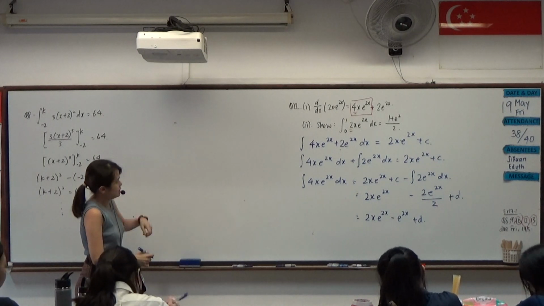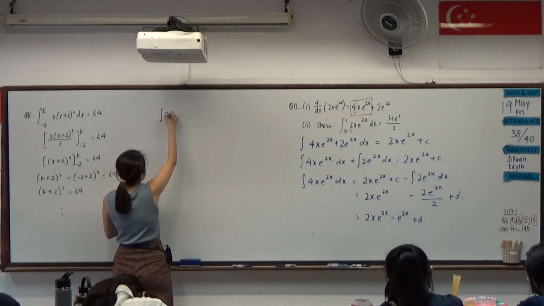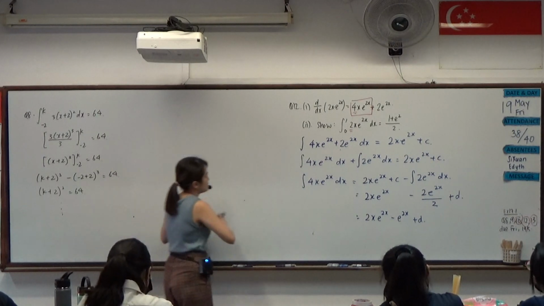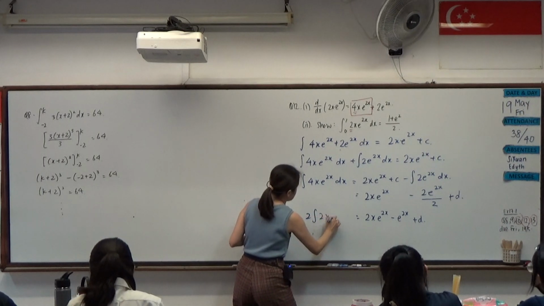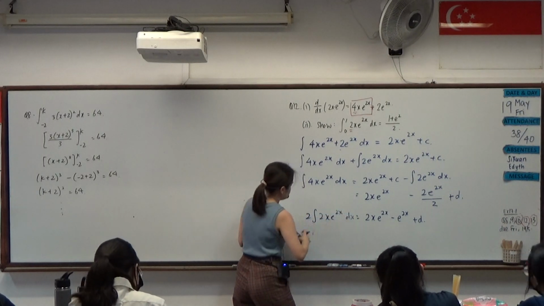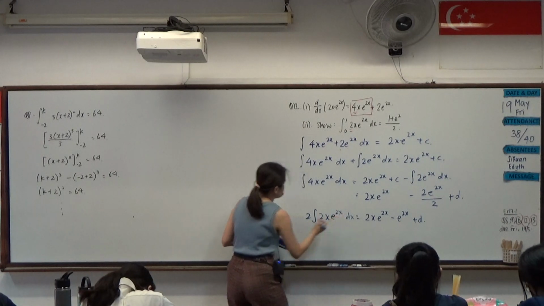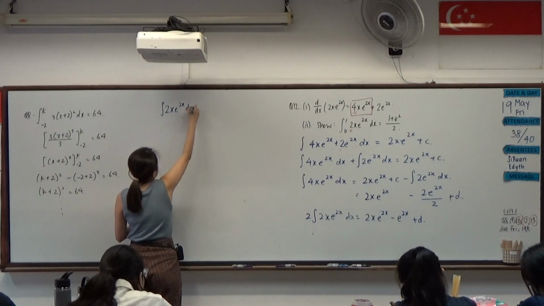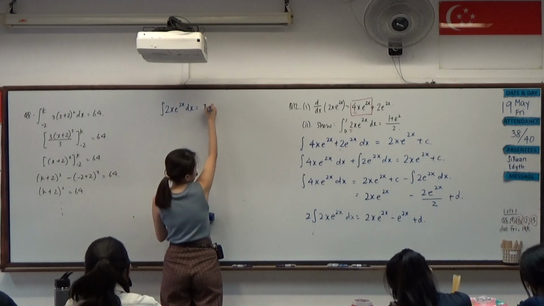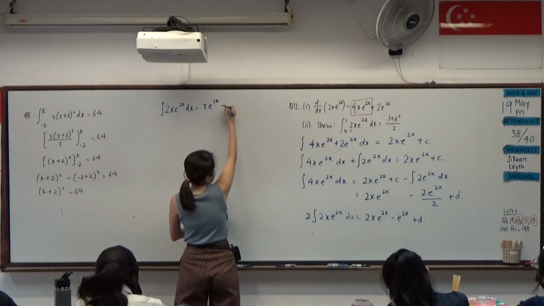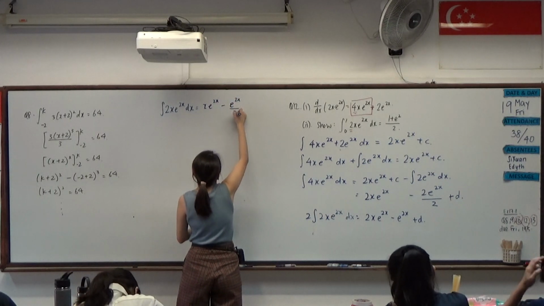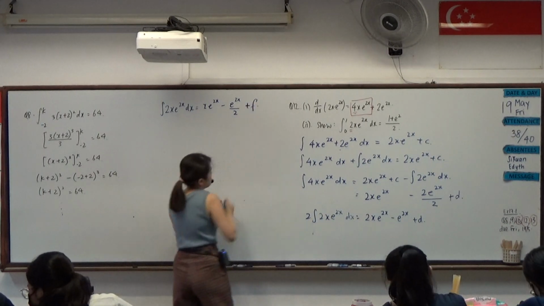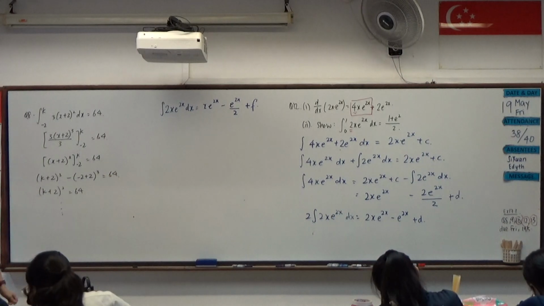So that will mean that we have to divide by 2. This is 2 times 2x e to the power of 2x. So dividing by 2, I will have x e to the power of 2x minus e to the power of 2x over 2. Our plus d will divide by 2. I'll just change it to a plus f.